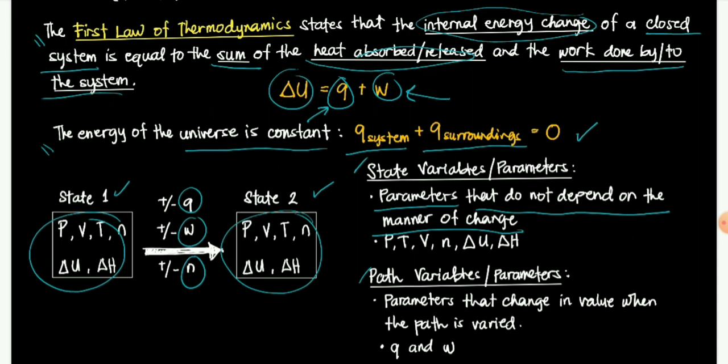Kapag naman path variables, these are parameters that change in value when the path is varied. So, depende dun sa path na tinitake mo, magkakaroon ka ng specific values ng ating path functions. So, ang example ng path functions natin ay Q and W, yung heat and work. So, sa state functions naman, yun yung pressure, temperature, volume, number of moles, yung delta U and delta H. Okay? So, yung mga state variables, hindi sila nagbabago kahit baguhin mo yung path. Basta initial and final states are the same.